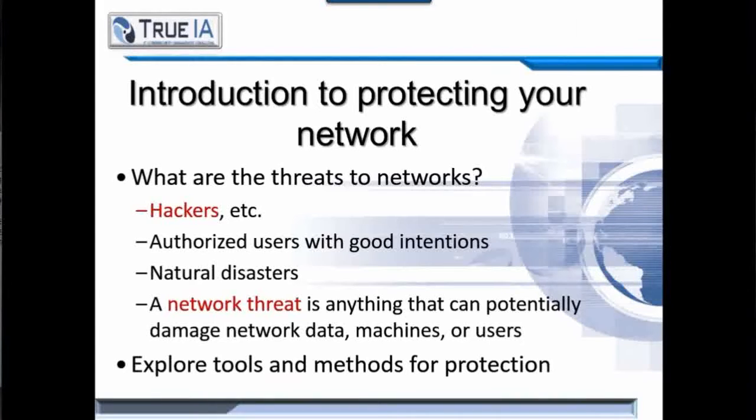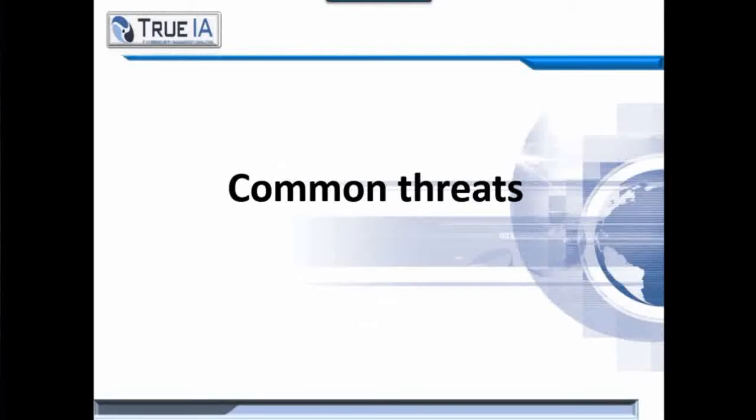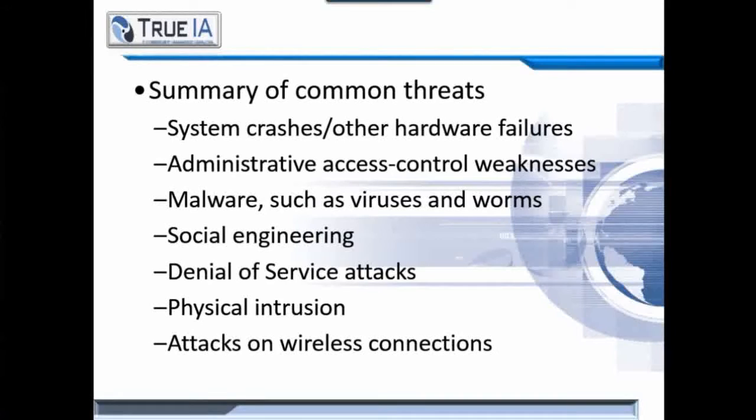When it comes to protecting a network, you really need to know what you're protecting it from. Whether it be hackers or natural disasters, it all falls under what we consider a network threat. It's anything that can potentially damage the network data, the machines, or its users. We're going to examine some tools and methods to meet the requirements of today's networks. We're going to start by looking at some more common threats, everything from system crashes and malware all the way to social engineering and physical intrusion.